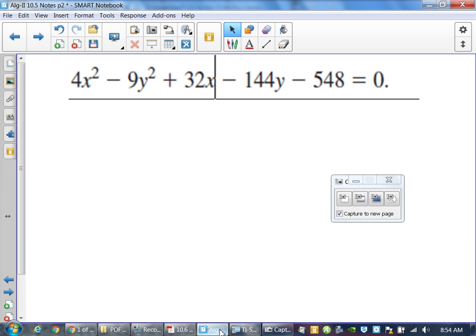What's the first thing we're going to do? Take out the 4 from 4x. Careful. Before we do that, what are we going to do? We move things around.